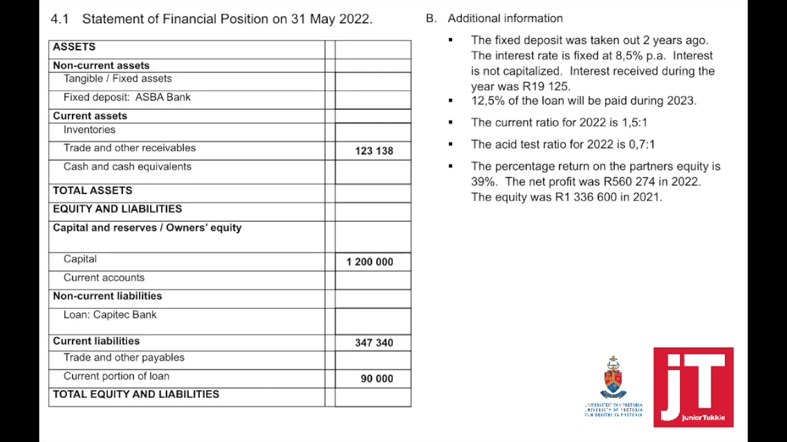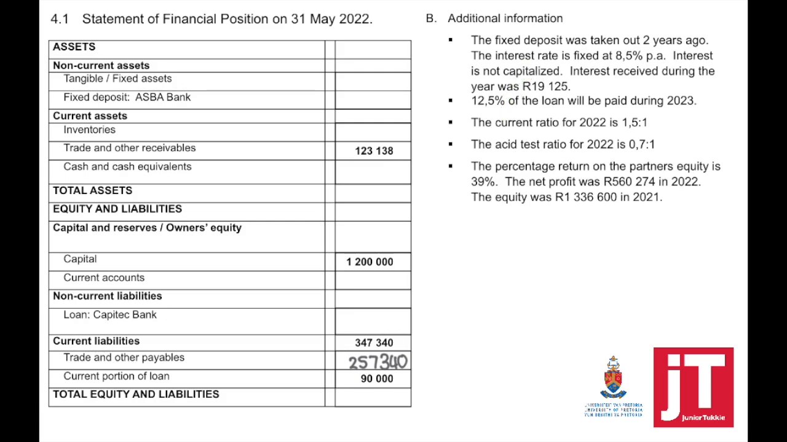So where do we start? This is now like completing a puzzle. We need to start putting the pieces together. So the first piece of this puzzle, if I look at the asset section, there's nothing that I can solve there. But if I go down to the owner's equity, current liabilities, they provided the current liabilities, they provided the current portion of loan. So the first thing that I can solve is the trade and other payables by taking the current liabilities minus the current portion of loan. That equals my trade and other payables.